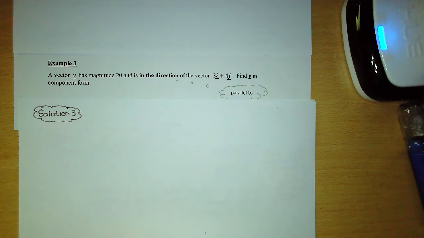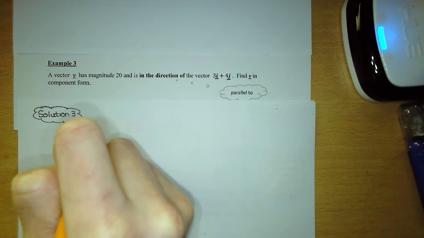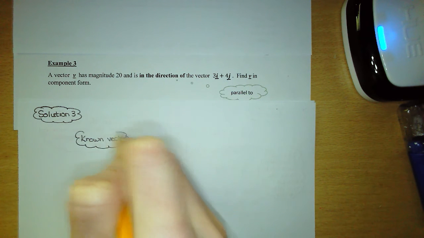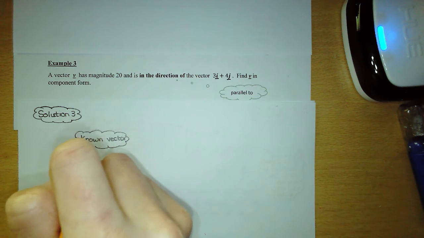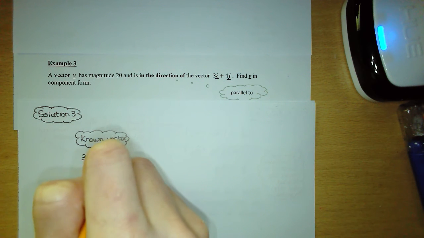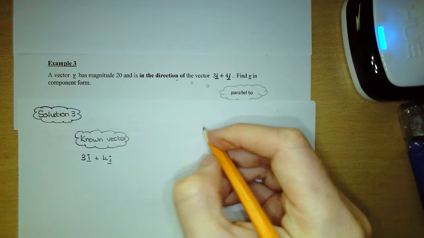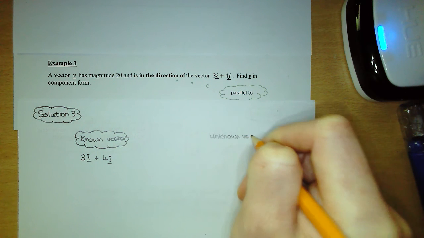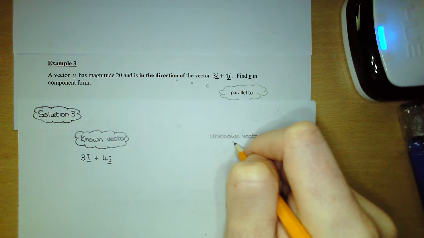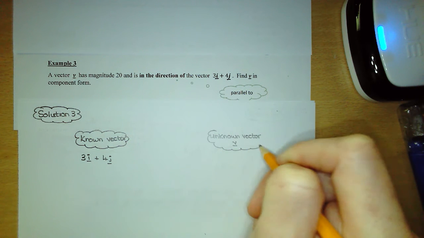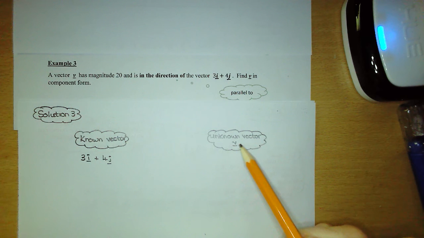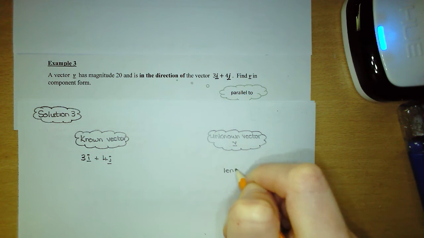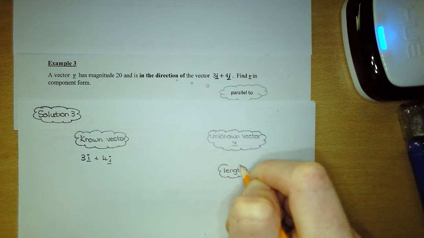So over here on the left hand side of my page I'm going to write down what the known vector is. So the known vector is the one that's given in i and j component form. So it's 3i plus 4j. And then on the other side of the page I'm going to write down the unknown vector. And all we know about it is that it is called vector v. Now, we're also told that the unknown vector has a magnitude or a length of 20 units. So its length is 20 units.